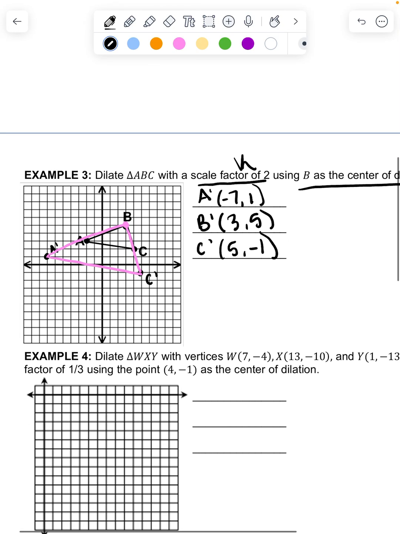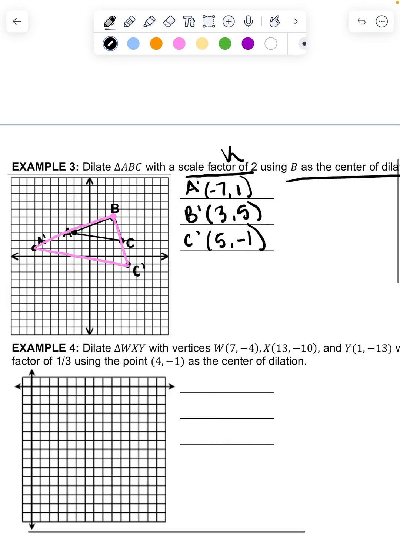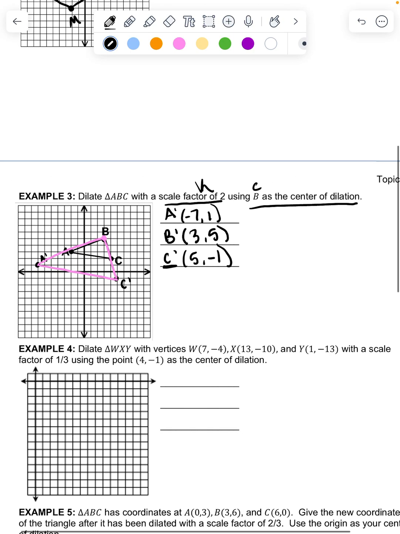All right, so that's how you do that using one of your points as the center of dilation, okay? So let's say if C would have been the center of dilation, then C prime would have been left alone. We would have used the same coordinates. So hopefully you get what's going on there.